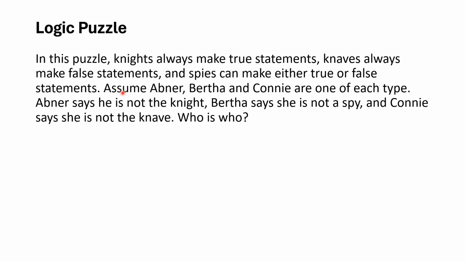So we have 3 people, Abner, Bertha, and Connie, who are one of each type. So one is a knight, one is a knave, one is a spy. And they make 3 statements here. Abner says that he is not a knight. Bertha says she is not a spy, and Connie says she is not a knave. So who is who? How do we identify these 3 people with these 3 types?